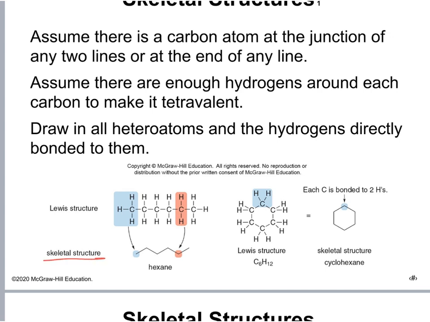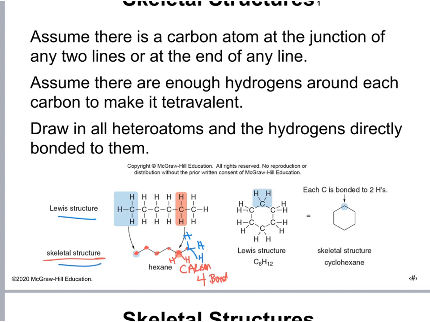This is the skeletal structure, and each one of these points is a carbon, and every carbon has 4 bonds. Like this carbon already has 2, so that means it has 2 hydrogens. This carbon has 1, so that means it has 3 hydrogens. So you want to be able to go back and forth from these Lewis structures to skeletal structures.